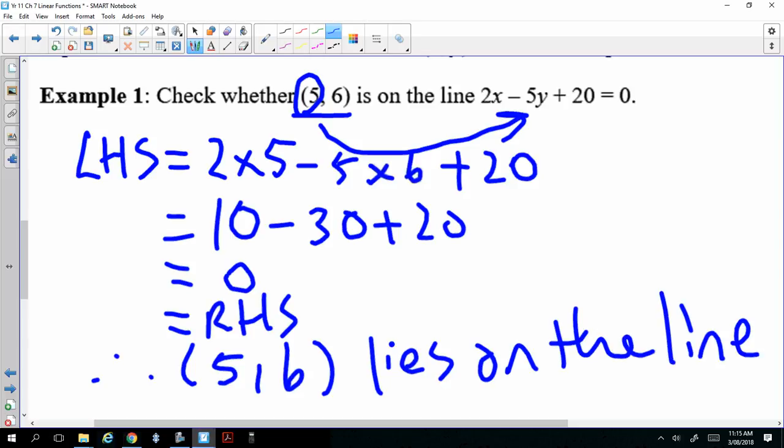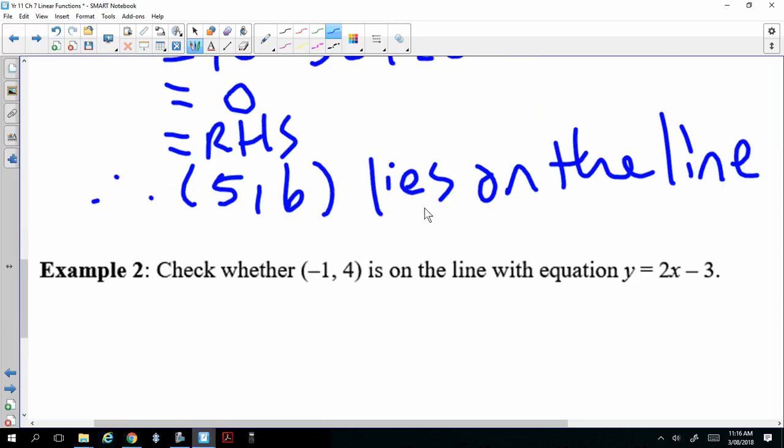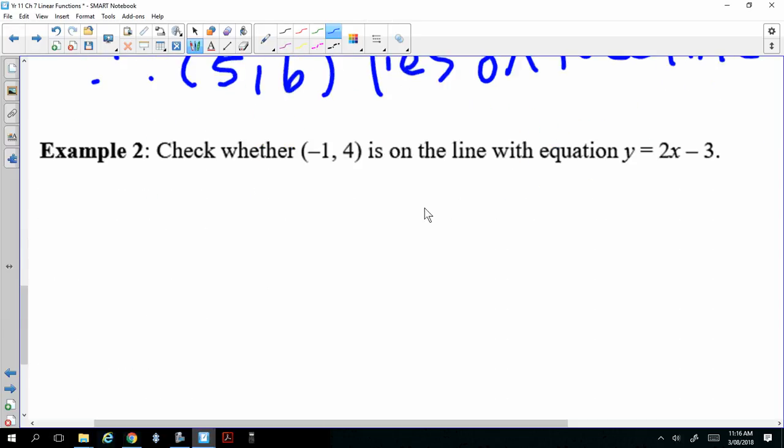Try the next one. See if the next point lies on the line. So that means that the line passes through this point. Try the next one. See, this page is less than a minute, so it doesn't really count. So easy. All right, let's go.